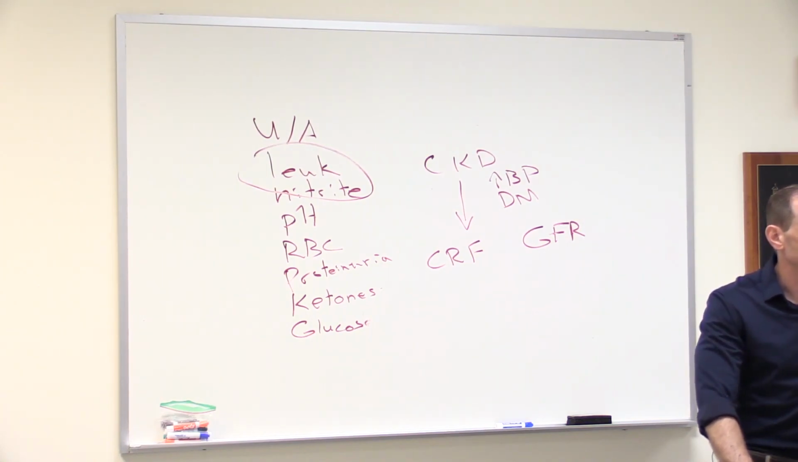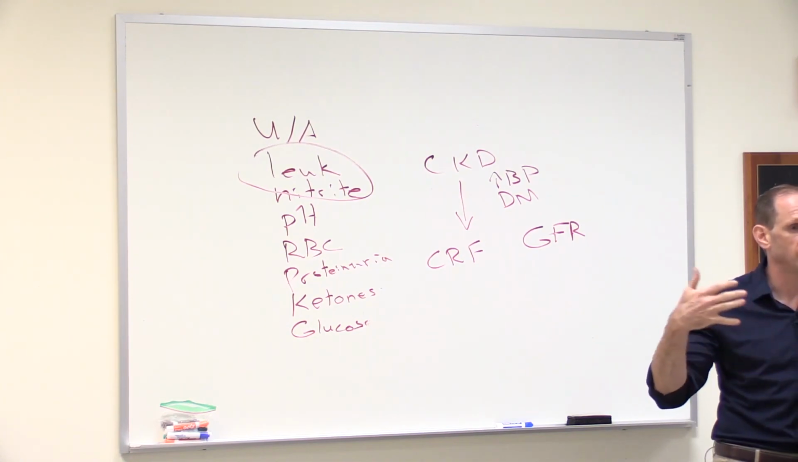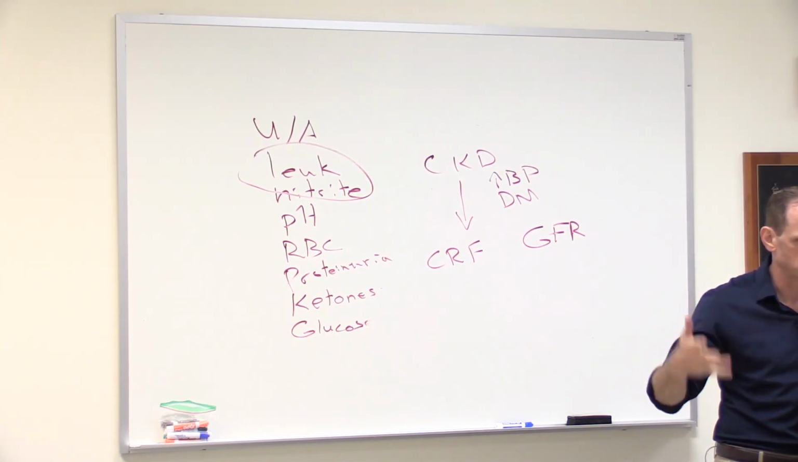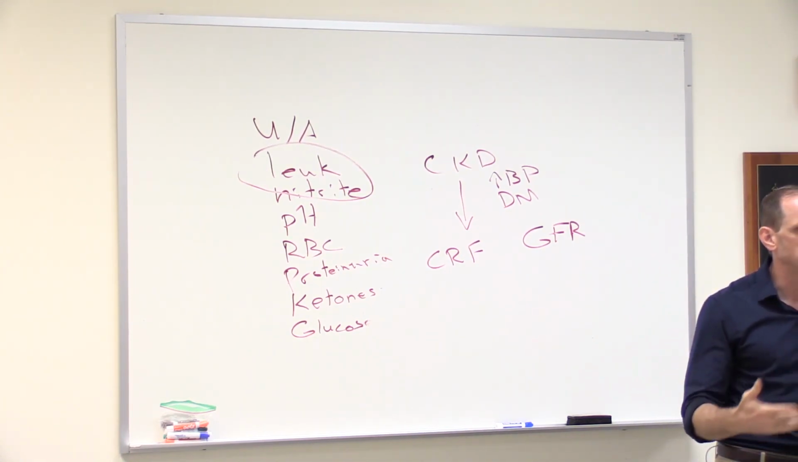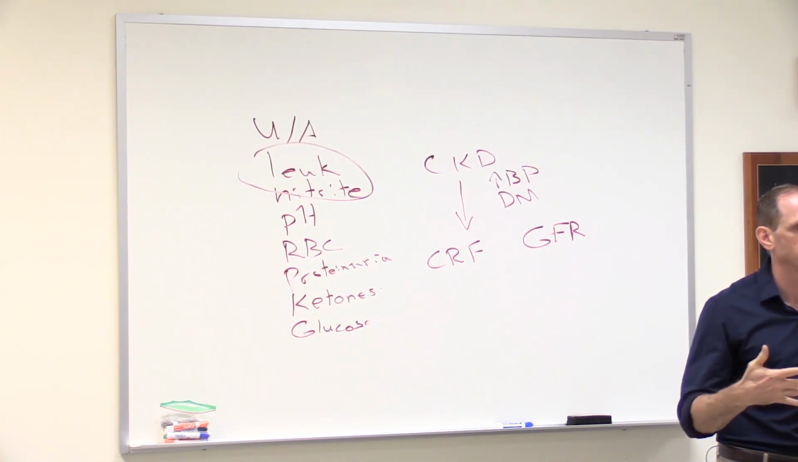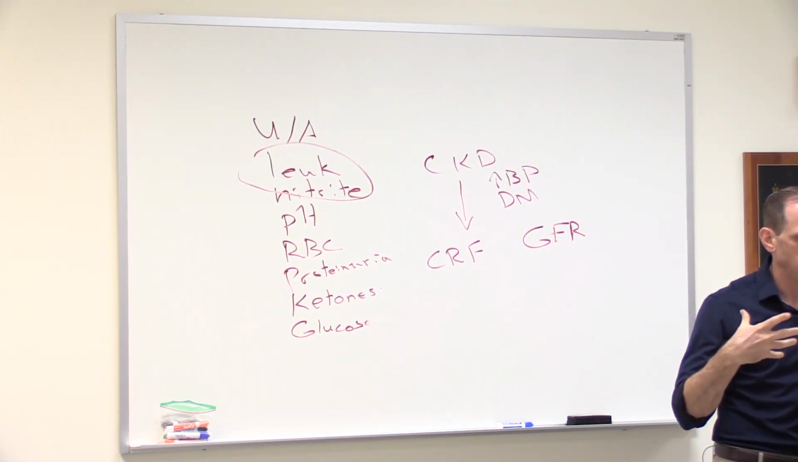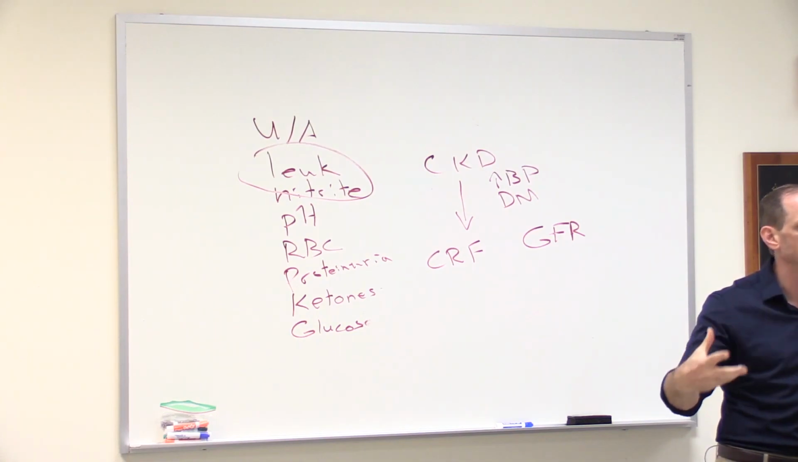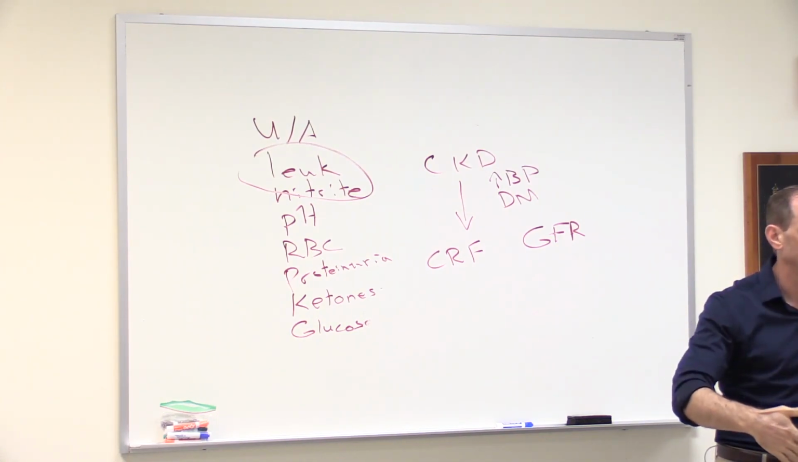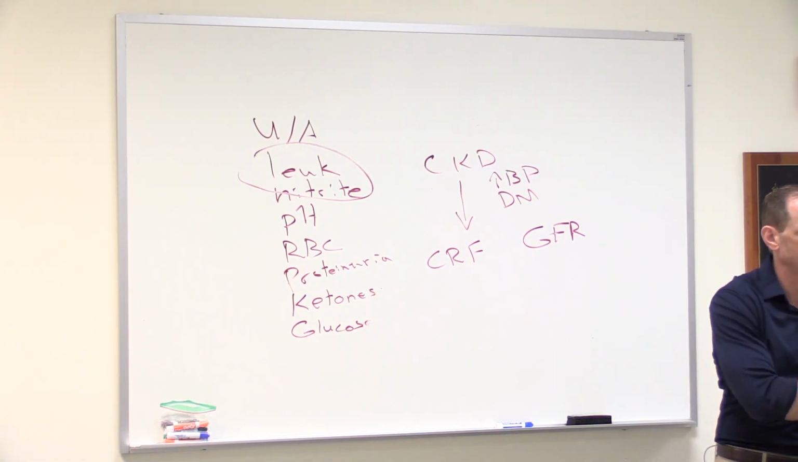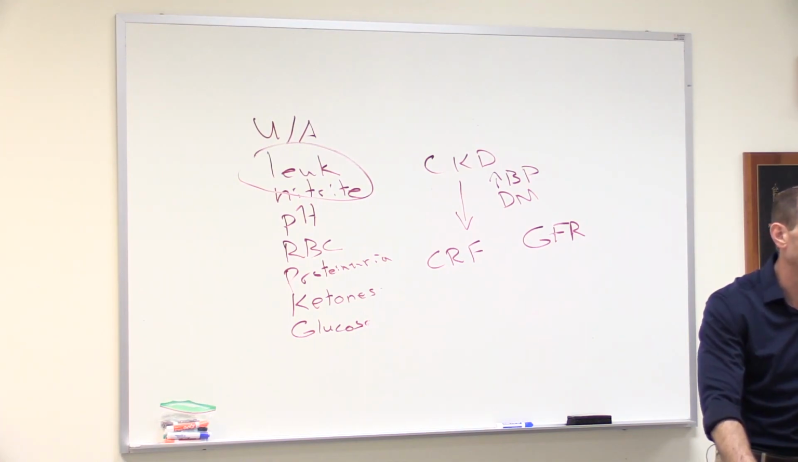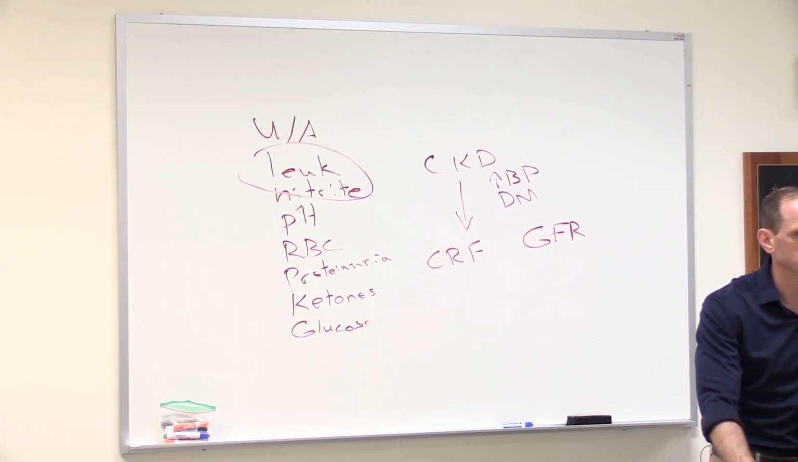In the end stages, as the patient has higher and higher levels of uremia that can't be excreted in the urine, eventually they're going to end up with the uremia coming out of their skin. So their skin will turn yellow, and it'll actually begin to ooze out of their skin as crystals. And that is called uremic frost, and it can cause pruritus and itching.